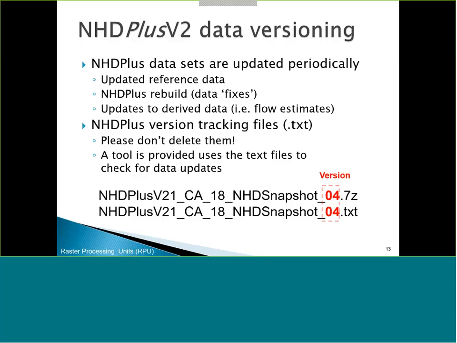So fixes to the data set may be applied, and an entire VPU's data could be updated for this reason. Also, derived data such as flow estimates might also have to be updated and a new version released. Versions are tracked by using this version number, which is included in the 7-zip file name. And it's also included in a special tracking file that's included when you do a download. The purpose of this file is to record the version number. Once you've downloaded, you're apt to delete the zip file and then forget what version it is. So this file keeps track of that.